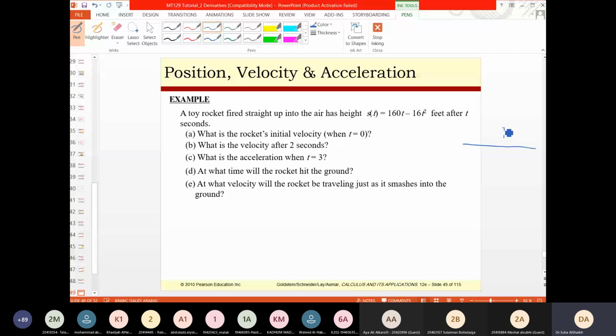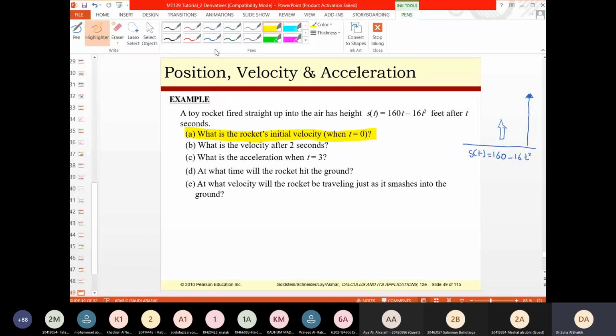We can imagine this is our rocket, and we are firing it up. The movement of this rocket is managed by this function: S of t is equal to 160 minus 16 t squared. They should give me this in the question. Let's see what they want. In A, what's the rocket's initial velocity when t equals 0? Initial means at the beginning of the time.